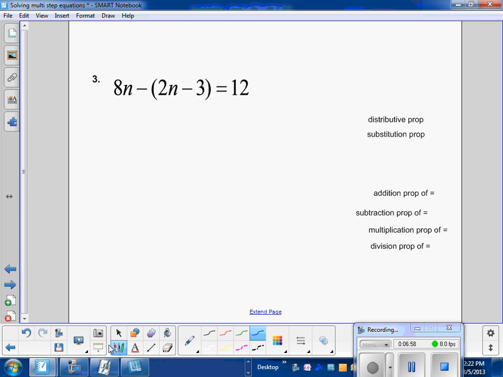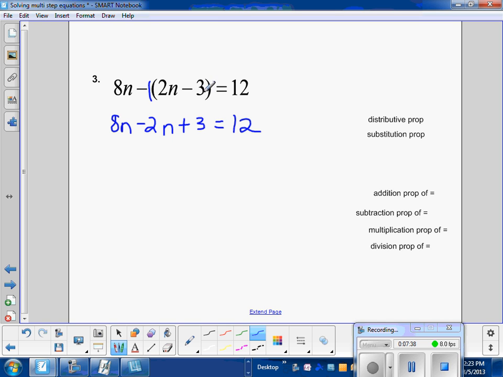Okay, number 3. We are going to distribute. We have 8n minus the quantity 2n minus 3 equals 12. So we're minusing this 2n minus 3. So in essence, we are distributing a negative 1. So we're going to multiply what's in here by a negative, so everyone's sign will change. So 8n minus 2n plus 3 equals 12.